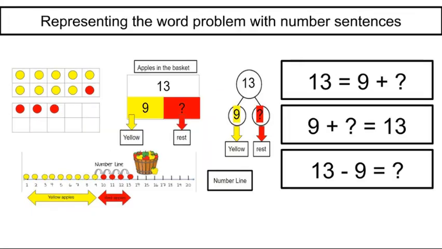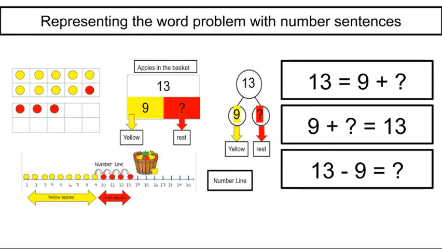Now let's look at our pictorial models and let's represent the word problem with number sentences. Looking at the part whole, we can say 13 equals 9 plus blank. We can also say 9 plus blank equals 13 or 13 minus 9 equals blank. The blank is the part that is unknown, which is the red apples.